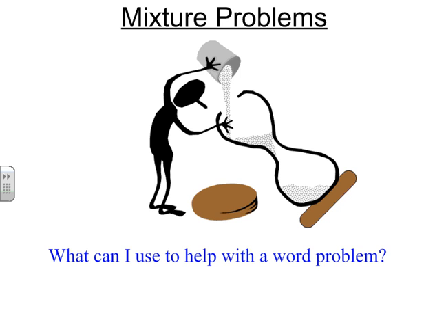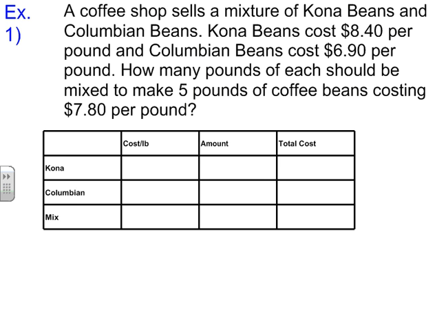So we're going to do two problems today. Let's look at this first one I've written out for you there. Follow along as I read it. A coffee shop sells a mixture of Kona beans and Colombian beans. Kona beans cost $8.40 per pound, and Colombian beans cost $6.90 per pound. How many pounds of each should be mixed to make 5 pounds of coffee beans, costing $7.80 per pound?